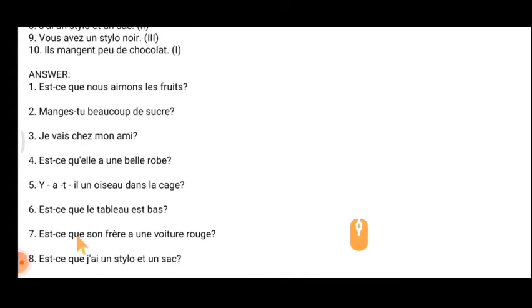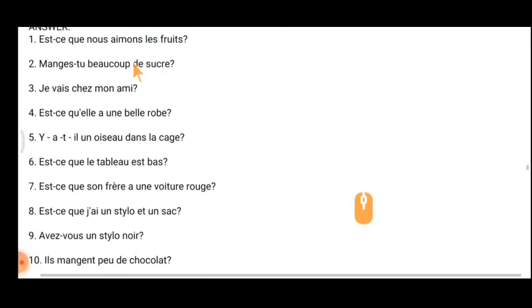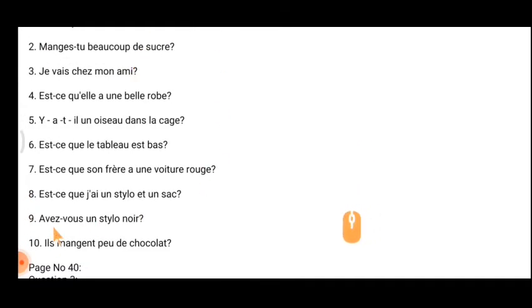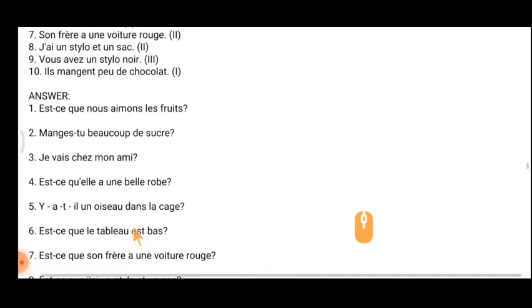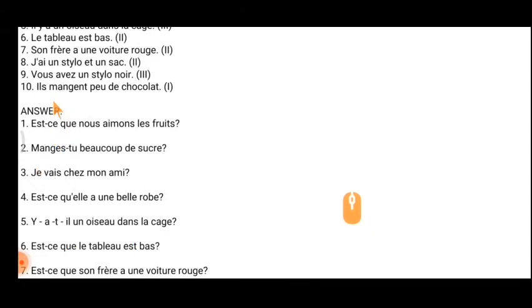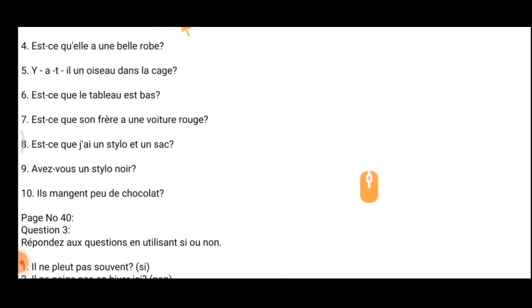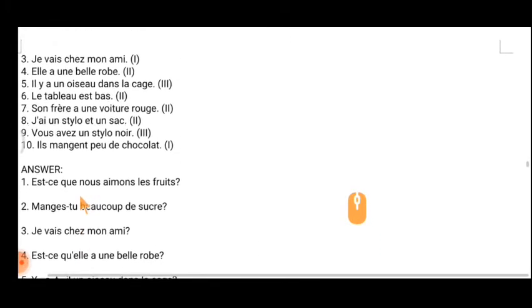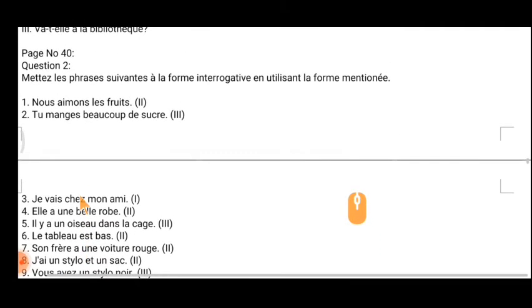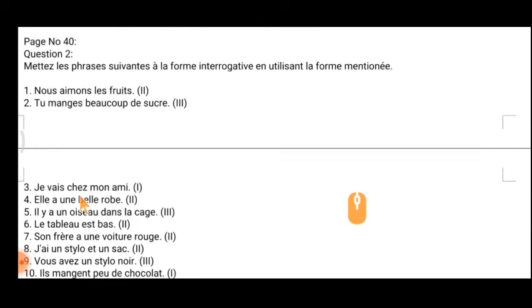Next is type 3, vous avez un stylo noir. So third one becomes avez-vous un stylo noir? Il mange peu de chocolat, that has to be converted to form 1. So intonation, il mange peu de chocolat. So I repeat once again, this exercise will be your online test today, so revise this well. And I already gave this once as an online test, only a few did it right. So once again I have given it today also, so try to do your best.